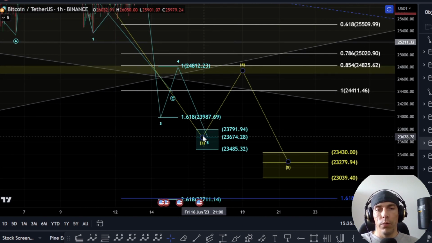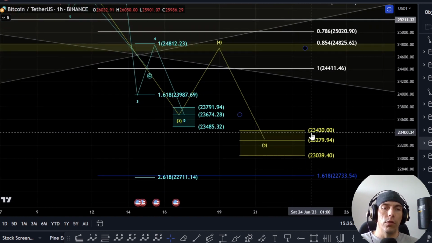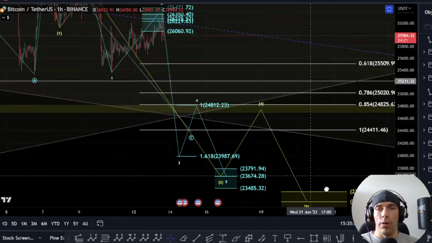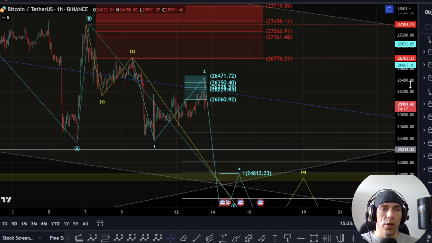And then what we'd be looking for with that would be the potential of an additional 4th and a 5th, which could actually look to push us down towards this 23,430 to this 23,039 area. So being on the lookout for this. This is valid for as long as we actually stay below this point here of this 26,783 area.